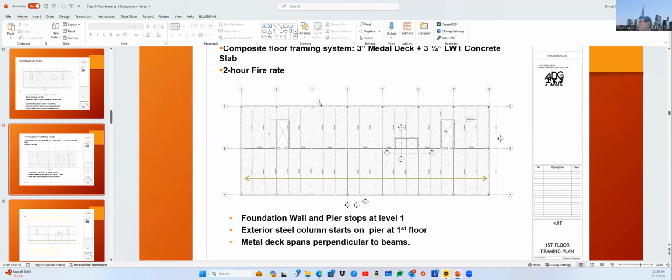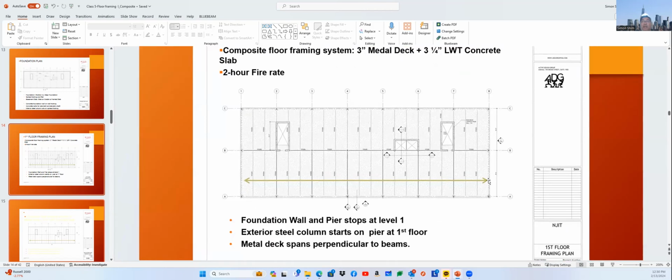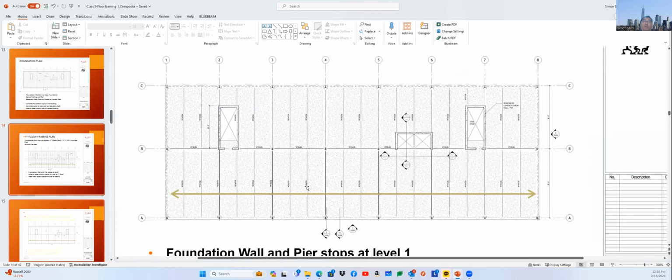It's most likely a one-way span. So that metal deck is sitting on beams, right? Because composite is a folded structure. So the metal deck should sit on multiple beams so that it is supported. After that, the concrete will be poured on top of the metal deck.